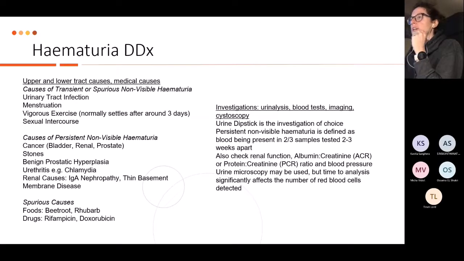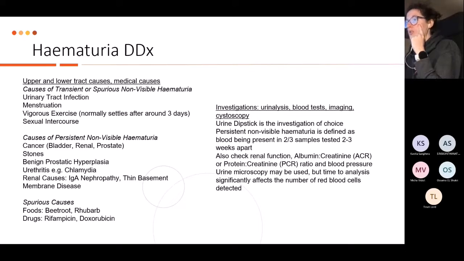Haematuria can be caused by lots and lots of things. The most important thing that you need to know, for your MCQs and for real life, is should you be worried? Because if you referred every haematuria as a 2-week wait, you would probably overwhelm the urology service. But equally, this can legitimately be the only sign of malignancy, and it's important you act on it in the right circumstances. So some things can cause spurious microscopic haematuria. It's transient. There's a good reason. You don't need to worry.